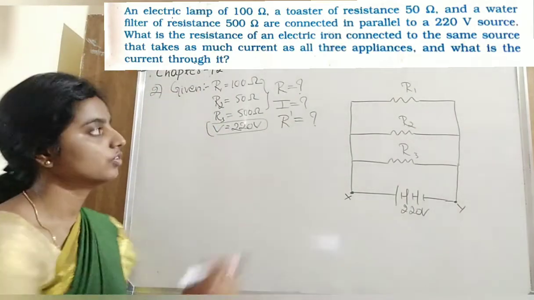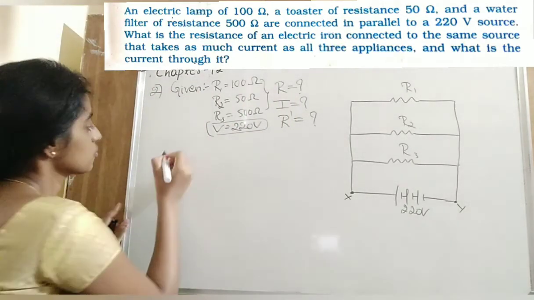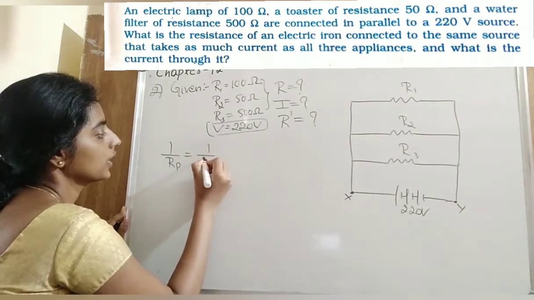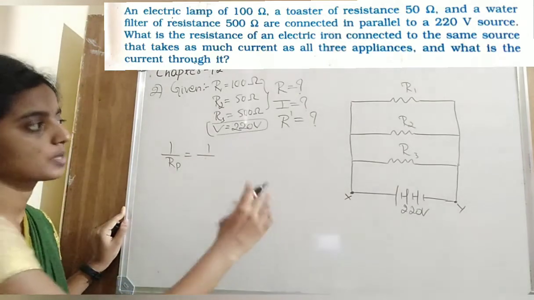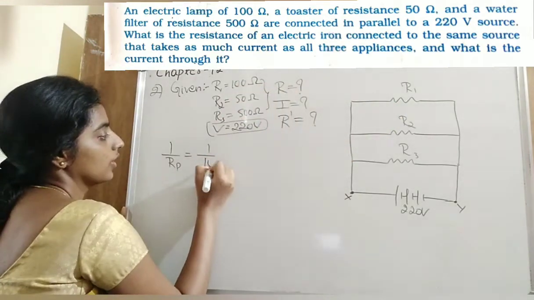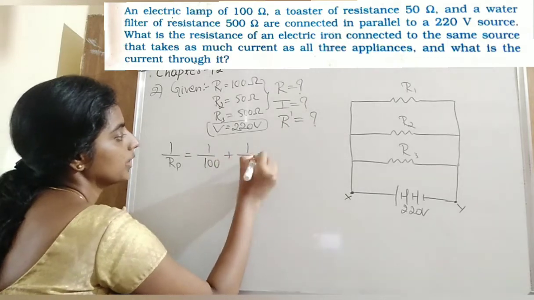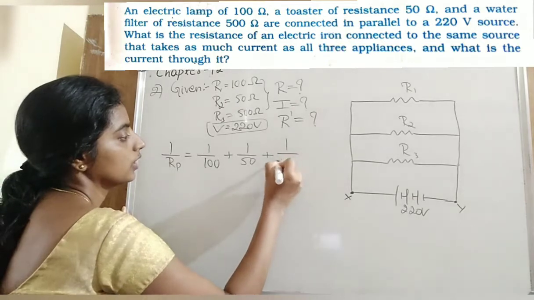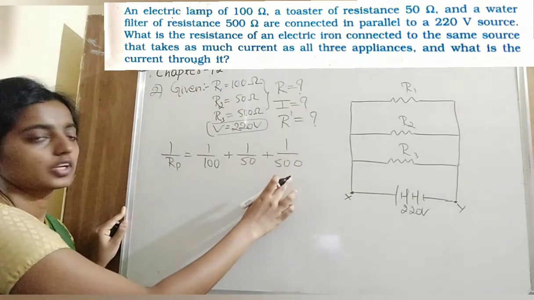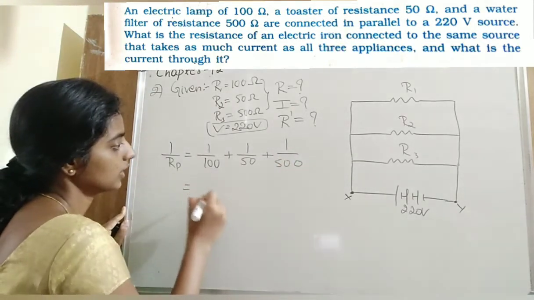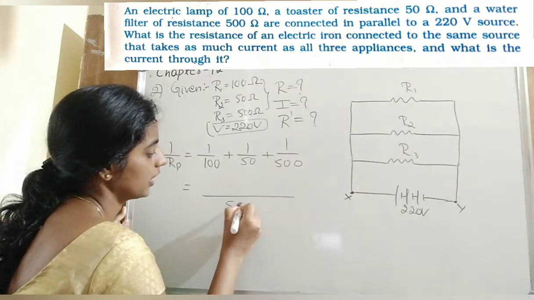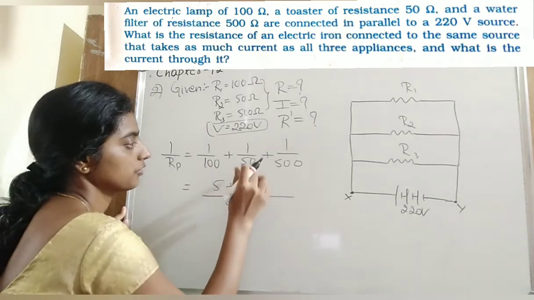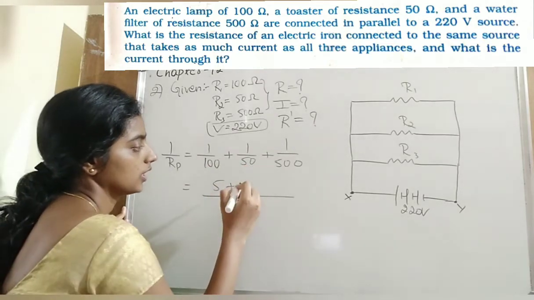Now let us find out R. First one. So we know the formula: 1 by Rp is equal to 1 by R1. I'll directly substitute. What is R1? 100 plus 1 by R2 is 50 plus 1 by R3 is 500. Now calculate. So here we'll get 500. 100 into 5 will get 500 plus 50 into how much? 10.